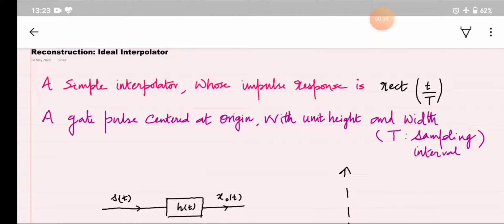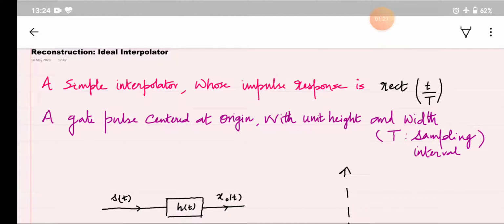In today's video lecture, we will discuss what is an ideal interpolator, which is used to reconstruct the sampled signal. As you can see here in the diagram, ST is a sampled signal, HT represents an interpolator, and X0 T is the output of the interpolator.